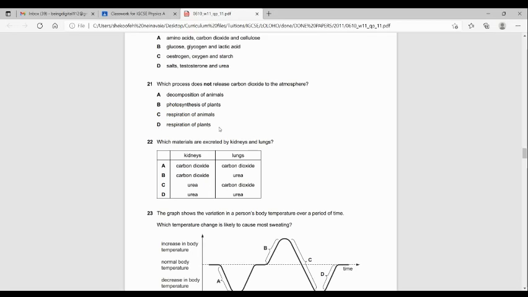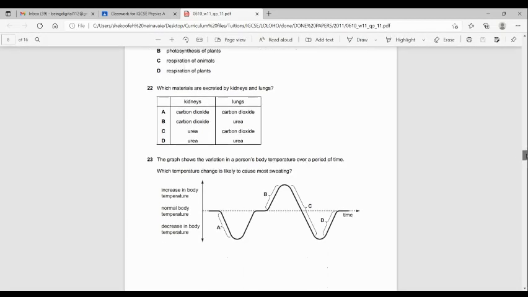Respiration of the plants is also the same, but what is different here is the photosynthesis of the plant. Photosynthesis is a reversed process of respiration. It means that if you reverse respiration, you will have photosynthesis. When water and carbon dioxide mix together in the presence of chlorophyll and light, it gives you sugar or glucose molecules, and also a bit of oxygen. So here we don't have any production of carbon dioxide, so answer is B.